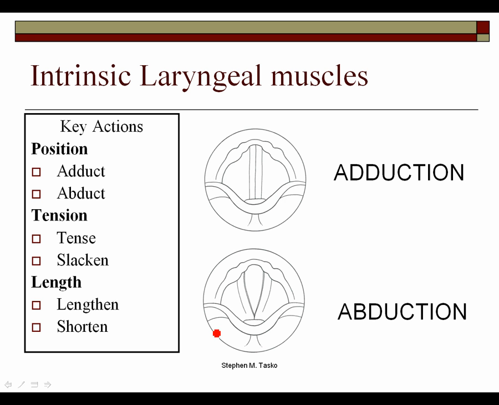So there can be actions of adduction and abduction, which change the position of the vocal folds, but also muscle activity can create increases or decreases in tension and length of the vocal folds. Typically, stretching or pulling on the vocal folds tends to lengthen and tense the folds, whereas shortening the folds can slacken the folds. And so the relationship between tension and length is interrelated, and the primary effect of that is to thin and tense the vocal folds, or thicken and slacken them, and therefore change their modal vibratory frequency.